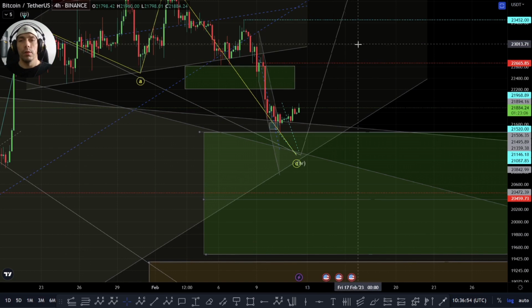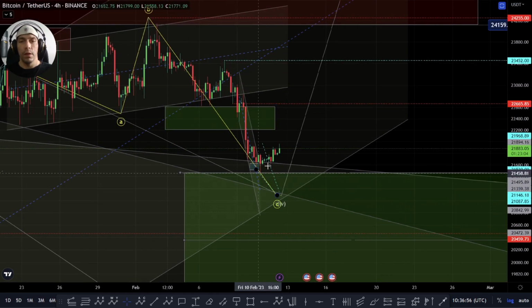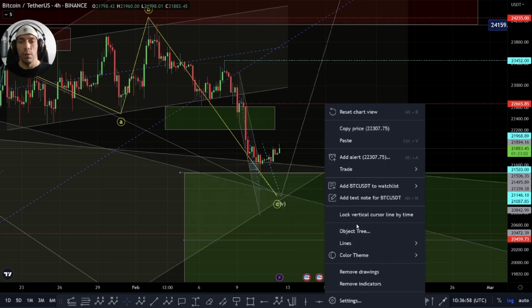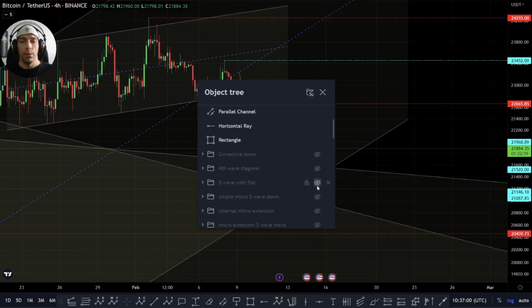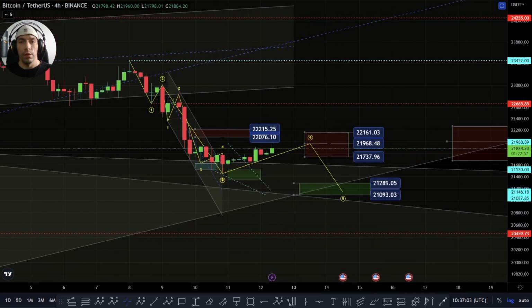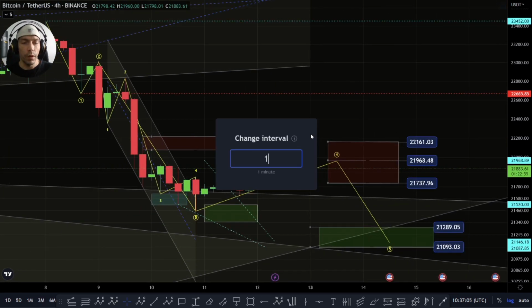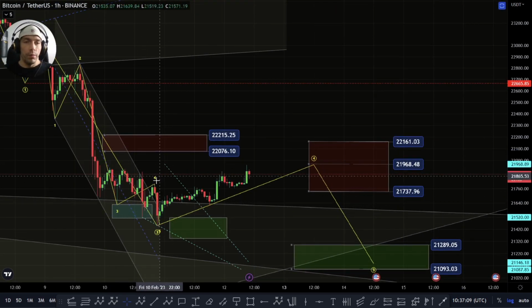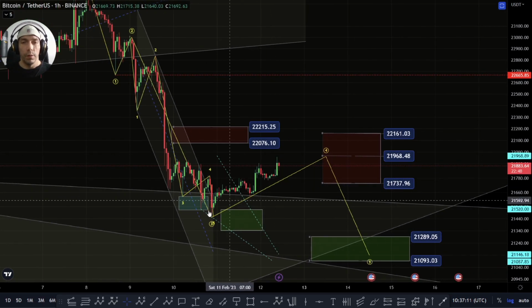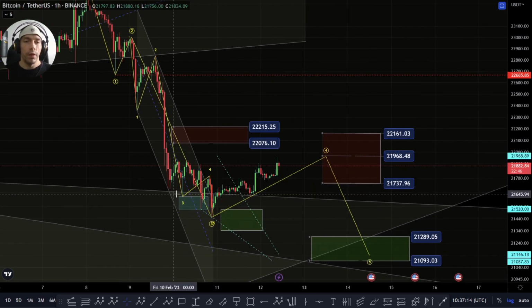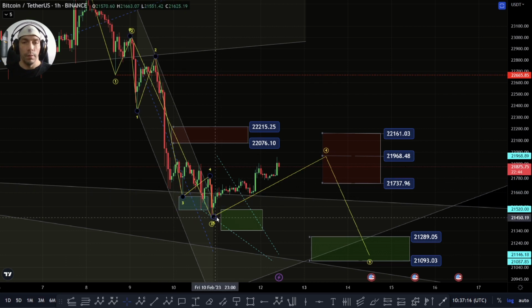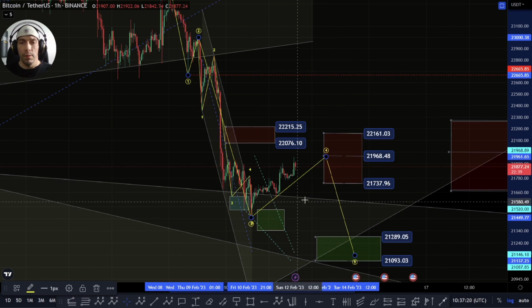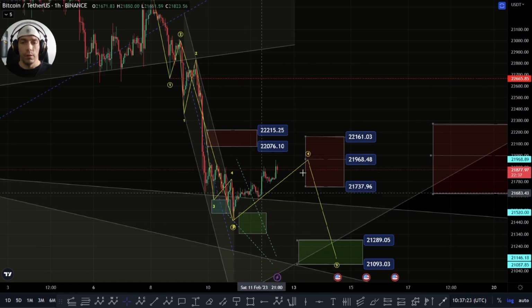Okay, so now we're going to go into the subwave counting here. Within this, we were talking about the smaller internal count, and for the most part I'm going to switch this on only. We were talking yesterday, if I come here to hourly, about a couple of ways we can read this move. Because we've come up here, we would have to treat this as potentially completed into here for this circled third wave. So what that would make me look at is that this move to the upside could potentially be this fourth wave that we were looking for previously.